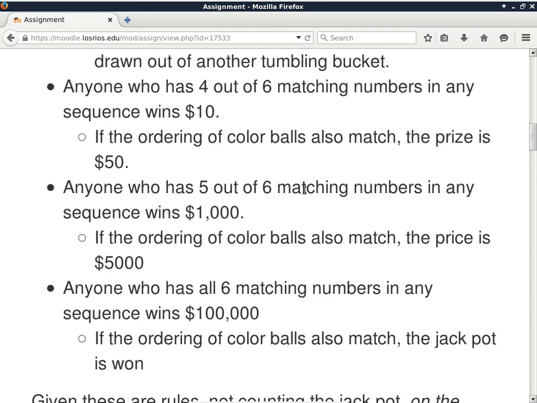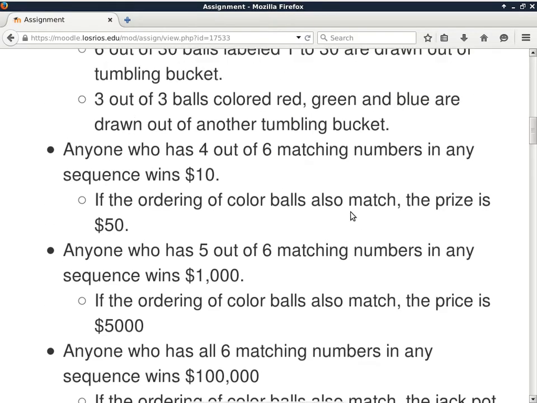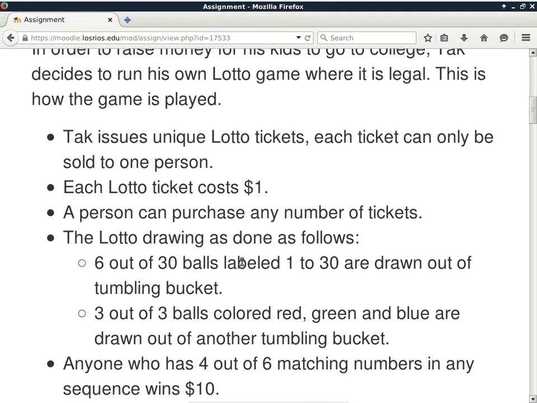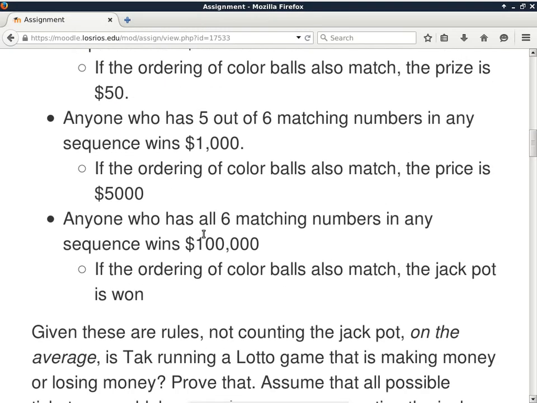What is the range of numbers again? From 1 to 30? 1 to 30. The numbers only go from 1 to 30. So right here, the numbers are going from 1 to 30, and I will draw 6 out of the 30 balls. All right?